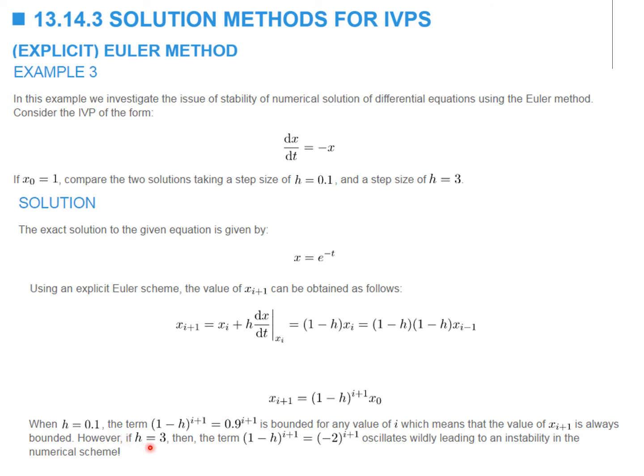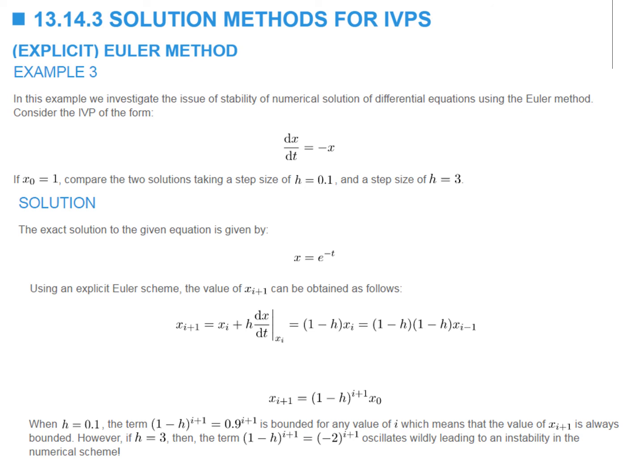But now let's try to put a high number. For example, h is 3. So if I put 3 here, 1 minus 3 will be negative 2. So this number will be negative 2 to the power i+1. Now let's think about what will happen to this number. When i is 1, for example, this will be negative 2 to the power 2. It's going to be a positive number. When i is 2, this will be negative 2 to the power 3. This will be a negative number. This number, in fact, will oscillate wildly, leading to an instability in the numerical scheme.